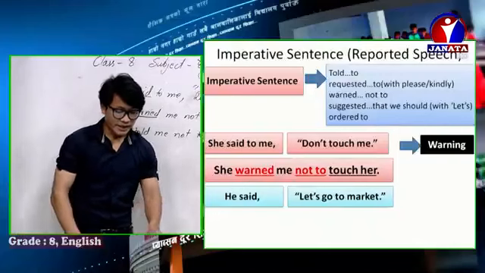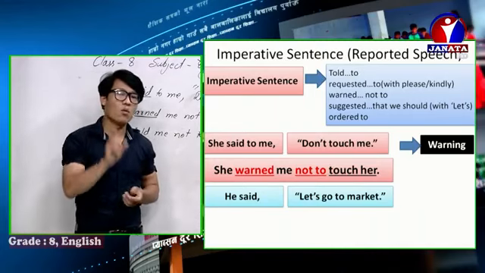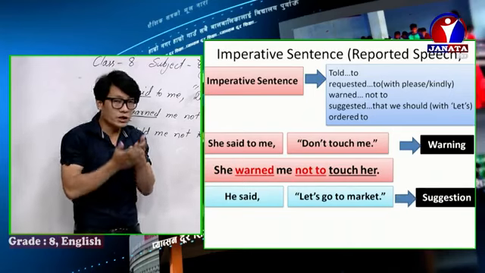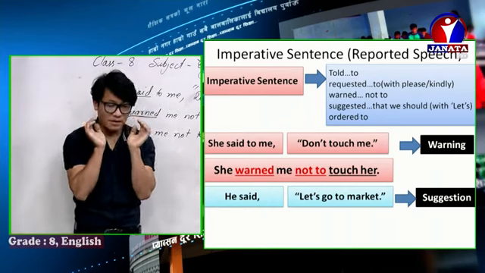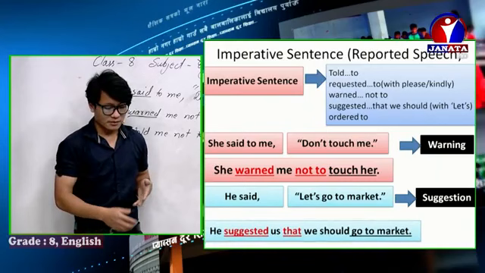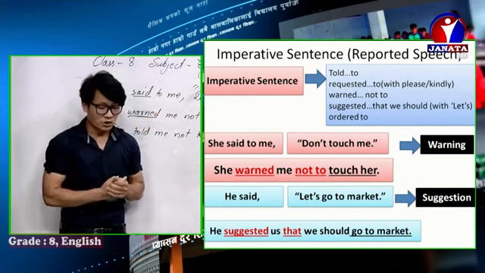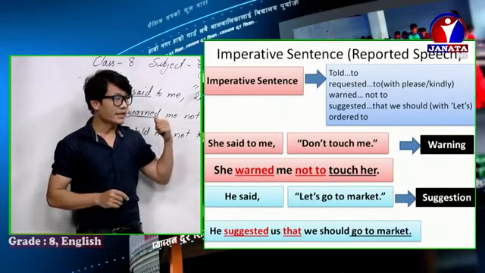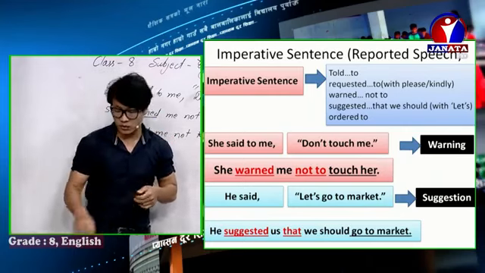Another is here. He said, let's go to market. When there is a let's word with an imperative sentence, then this is a suggestion. You need to remember this is a suggestion. So how to write such suggestions into indirect speech? Like he suggested that. Remember the upper box. So he suggested us that we should go to market. He said, let's go to market. He suggested us that we should go to market.